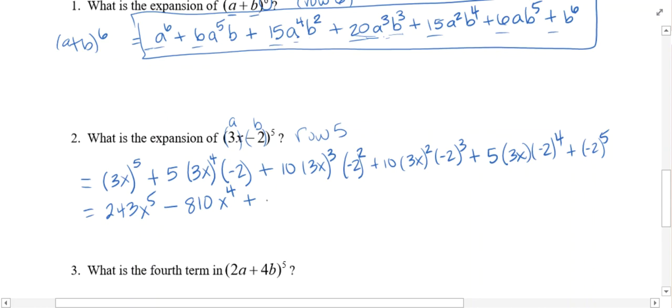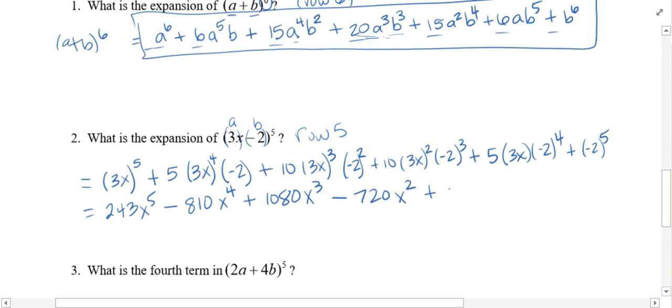You can use your calculator to do that if you need to. We're going to get 1080 x to the 3rd. The next one I have a negative 2 to the 3rd, so I'm going to have that still be negative. So 8 times 10, so we have 80. 3 squared is 9, so I'm going to have minus 720 x squared.